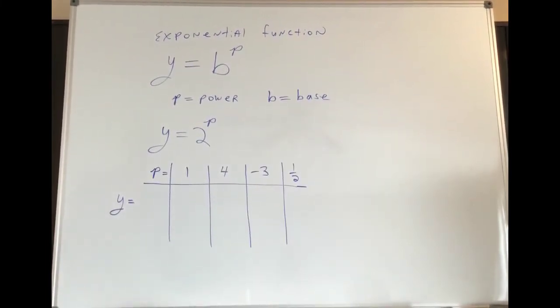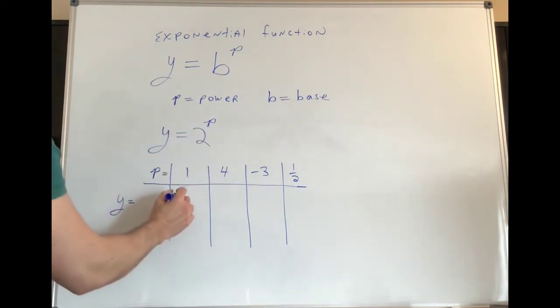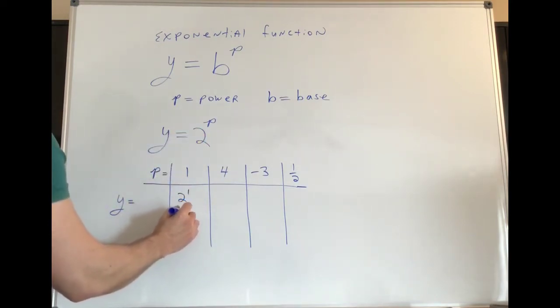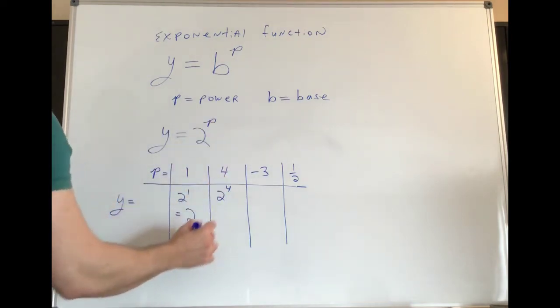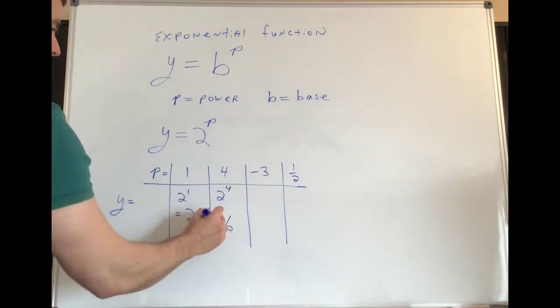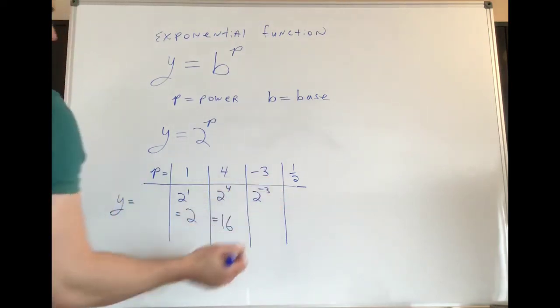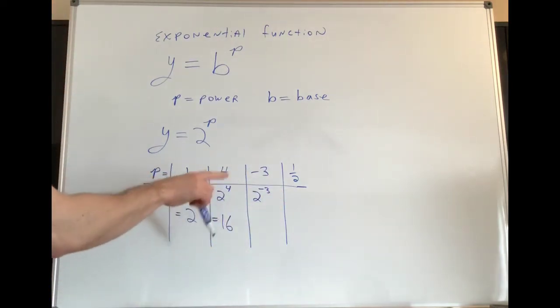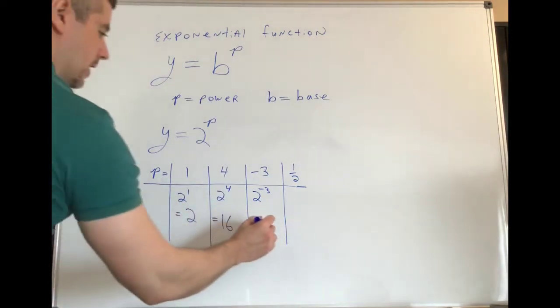All right, so I made you a ridiculous table here. We're going to plug in some powers for p. When you plug in 1, you get 2 to the 1, which is 2. When you plug in, say, 4, 2 times 2 times 2 times 2 is 16. When you do 2 to the minus 3, you can't do a negative power. You flip it over, you get 1 over 2 to the third, which is 1 over 8. And 1/2.